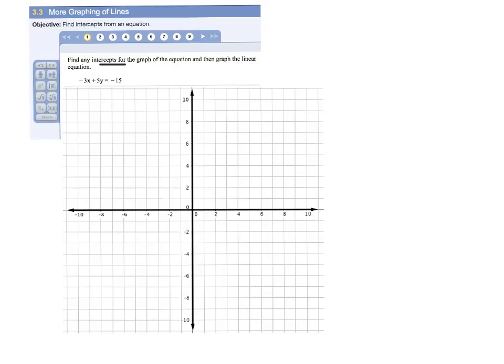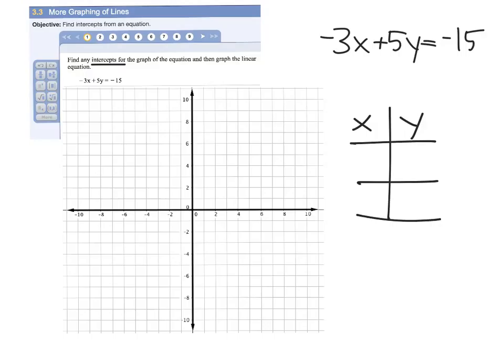And what that means is I am going to take the equation and write it over here: negative 3x plus 5y equals negative 15. Now, the technique is finding the intercepts. You've got your XY table, and in that table we are going to let x be 0 and figure out what y is, and then let y be 0 and figure out what x is.